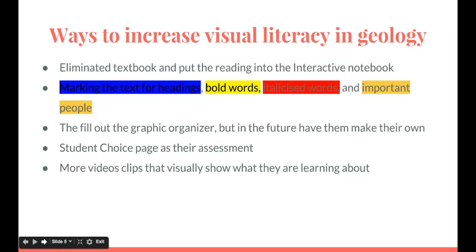By putting the readings into the interactive notebook, I have them mark the text. Blue is for the headings, yellow for bold words, red is for italicized words and important people. I tried purple or pink, but the color didn't come up as well, so I used this color so you guys can see it. I'm going to switch screens here and show you what the interactive notebook looks like.